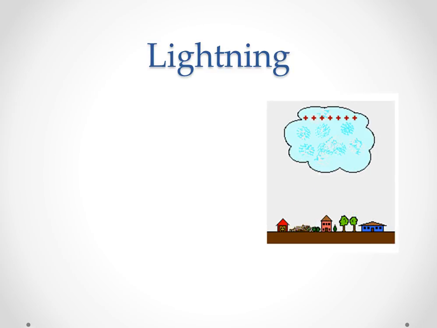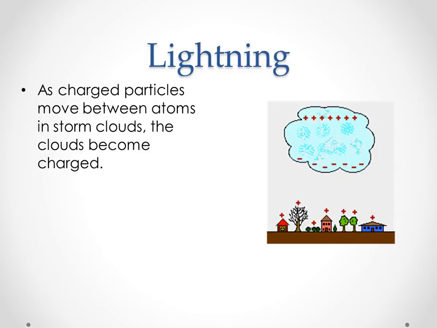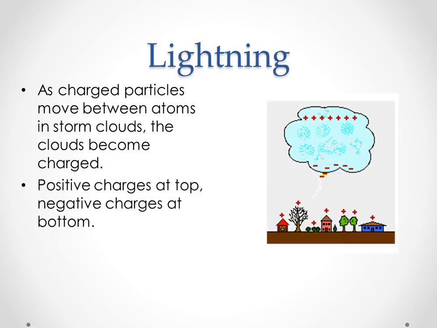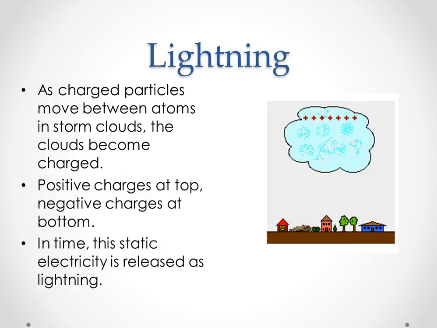Remember, opposites attract. As charged particles move between atoms and storm clouds, those clouds become charged. So there are all sorts of atoms. Remember, atoms make up everything, so there's matter within clouds, and those charged particles have moved around, and now the clouds become charged. With the positive charges at the top, the bottom charges are negative, and then it will find some positive charges on the surface of the ground, and that's how we get lightning. In time, this static electricity will be released as lightning.